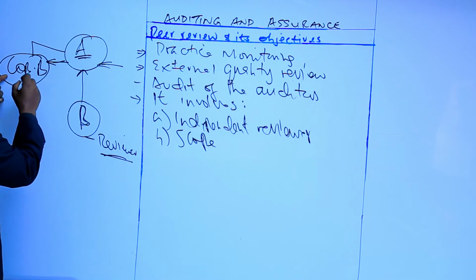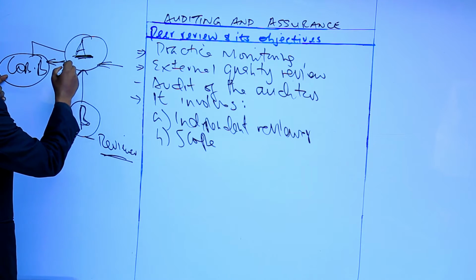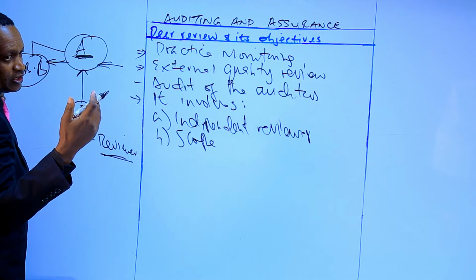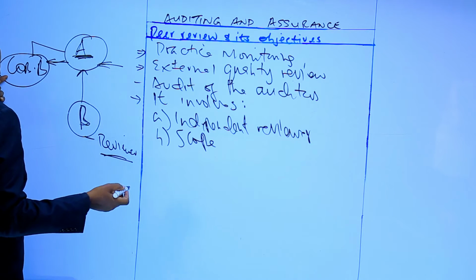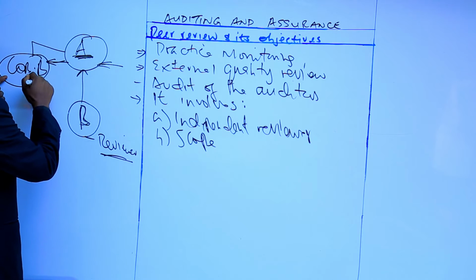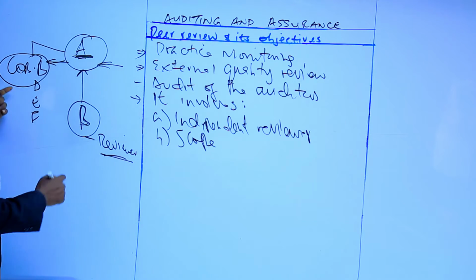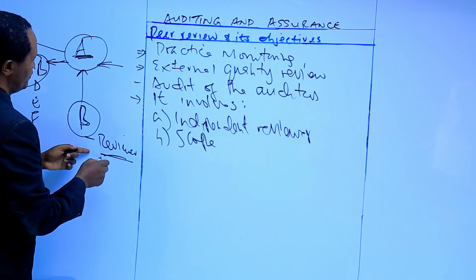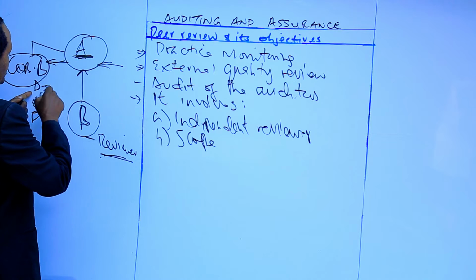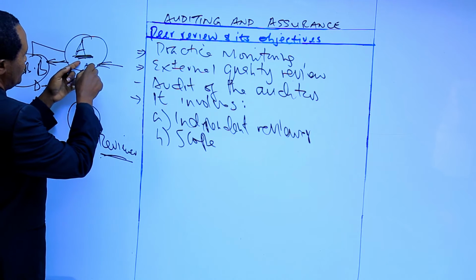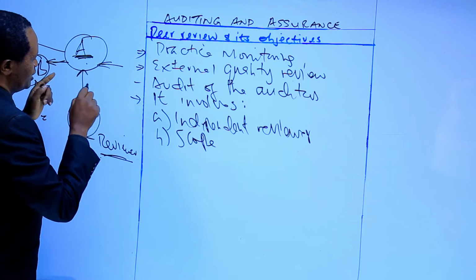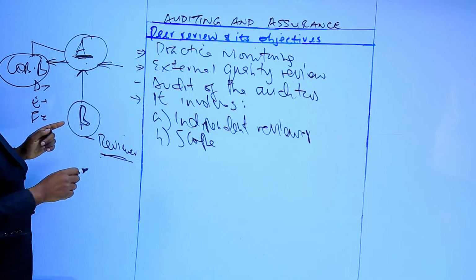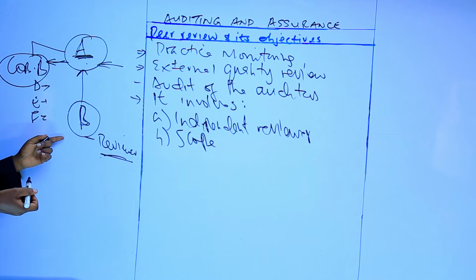This audit firm may, for example, in a year conduct, say, 10 audit engagements, B, D, E, F, and so on. So when reviewing the work that is done by this audit firm, this reviewer will take a sample of the audits that are performed by this audit firm and check if the audit firm adhered to professional standards while conducting these audits. So that is the scope.